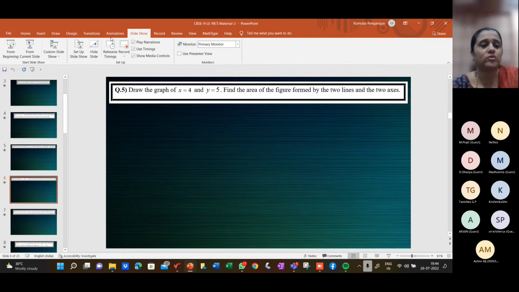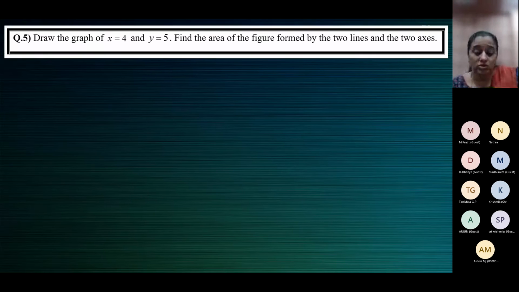Now, along with that, try to finish this graph. You need to practice a lot of graphs, which is why I'm giving you homework. Draw the graph of x is equal to 4 and y is equal to 5. Find the area of the figure formed by the two lines and the two axes.